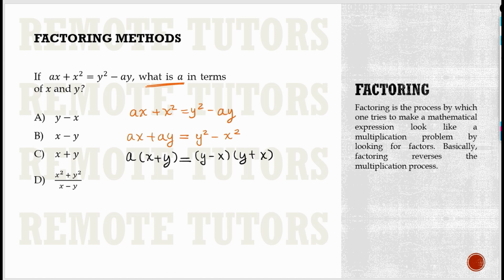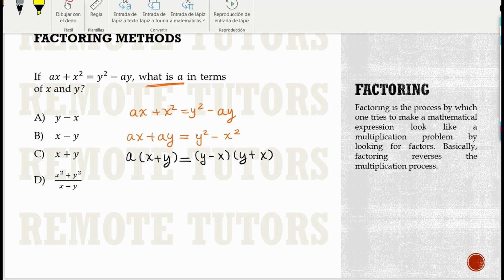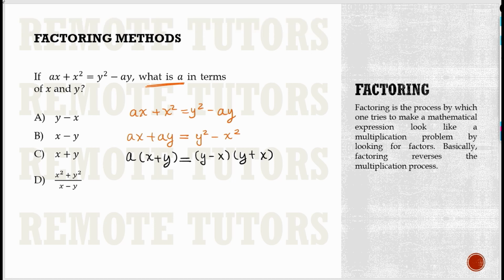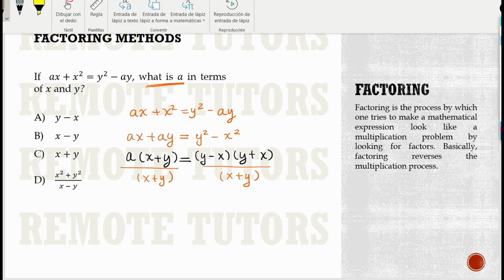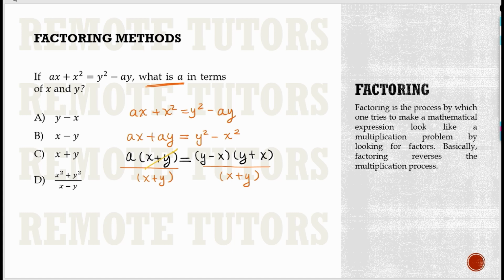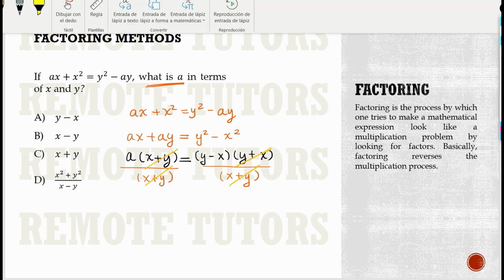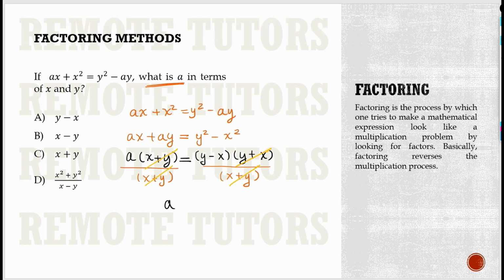And at last, we will divide both sides by x plus y, so we can get rid of x plus y here and also x plus y here. Remember that x plus y divided by x plus y gives 1. So at last, the value of a is given by y minus x, choice A.